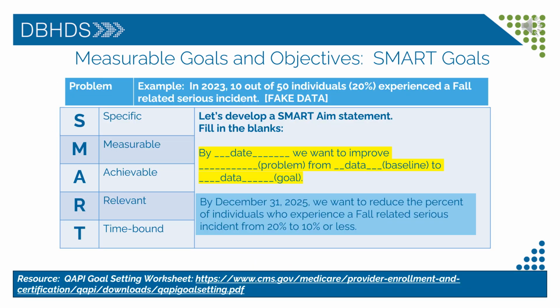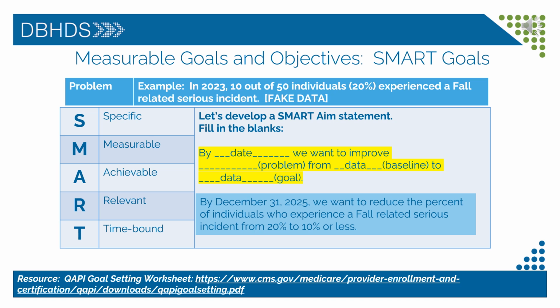Now that we've reviewed concepts like baseline data, how to get your data, and how often to look at it, let's talk about setting measurable goals and objectives. We're going to talk about SMART goals. SMART stands for specific, measurable, achievable, relevant, and time-bound. Each of these things are important when setting a SMART goal or objective.